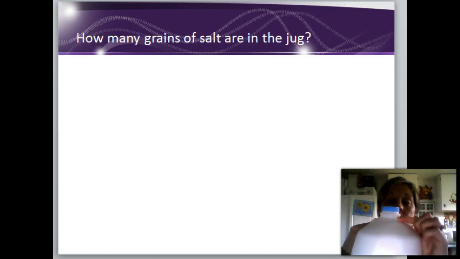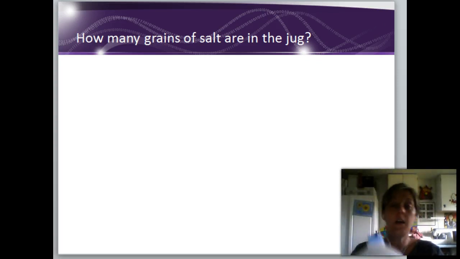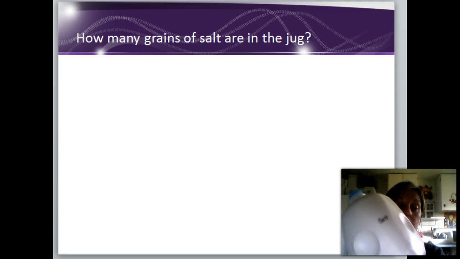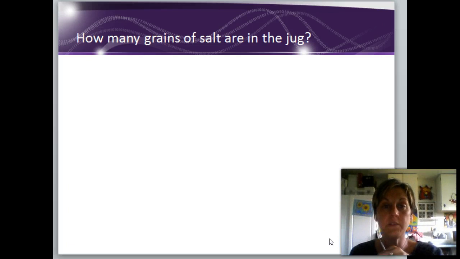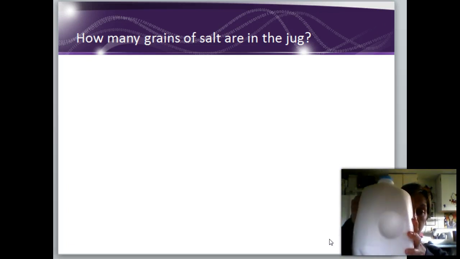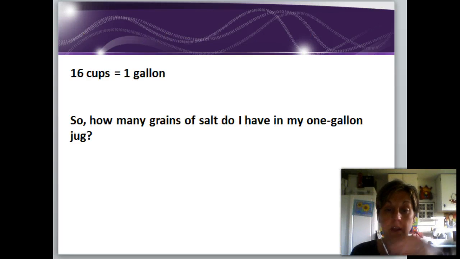But if I were to fill this jug all the way to the top here, and this is just a 1-gallon milk container, okay, how many grains of salt do you think are in this one container? So I want you to pause the recording, and I want you to put down your guess. Okay, so I hope you have your thoughts down on how many grains of salt are in this 1-gallon container. So let's see if we can't figure it out, at least get a pretty good estimate.